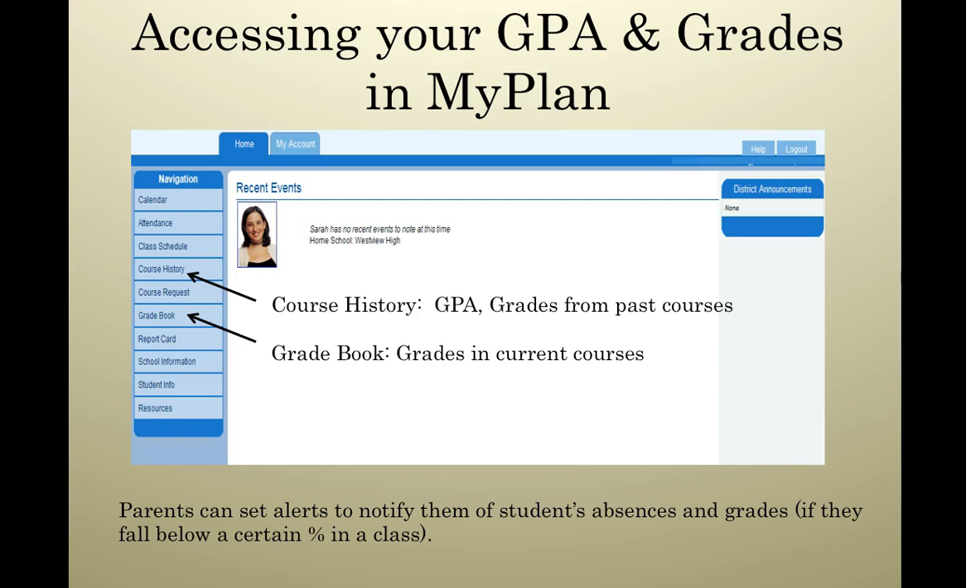Here you will find your MyPlan page. Under the Course History tab, you will find your GPA and grades from past courses. In your gradebook, you'll see your grades from the current courses that you're enrolled in. Parents can also set alerts to notify them of a student's absence or grades if it falls below a certain percentage in a class.